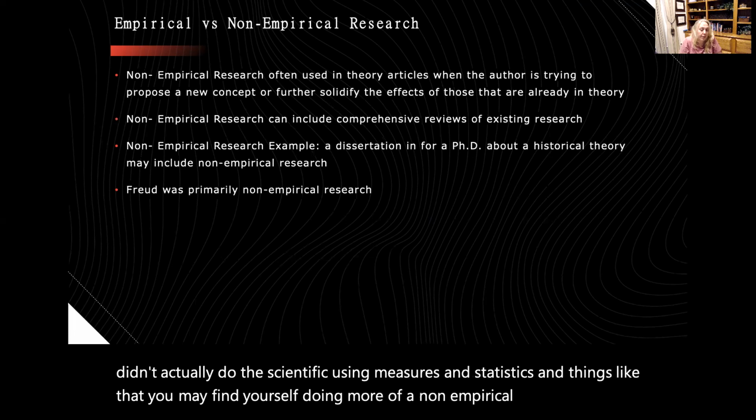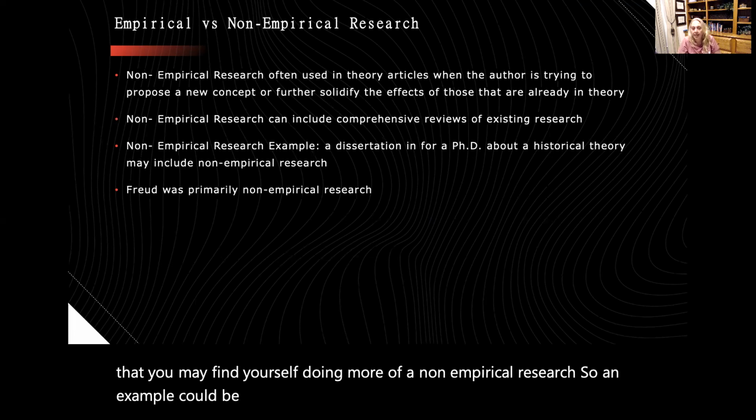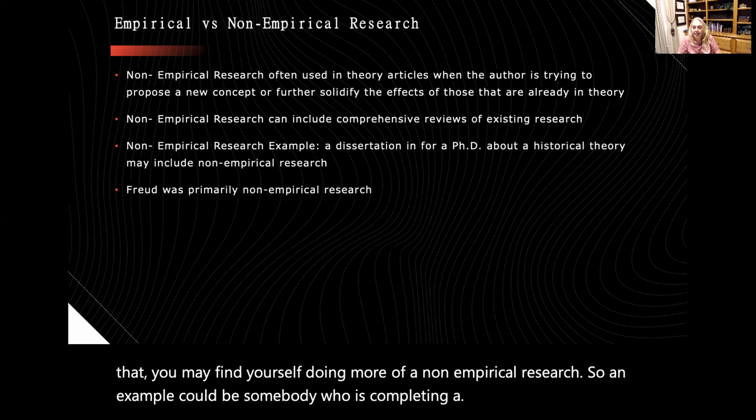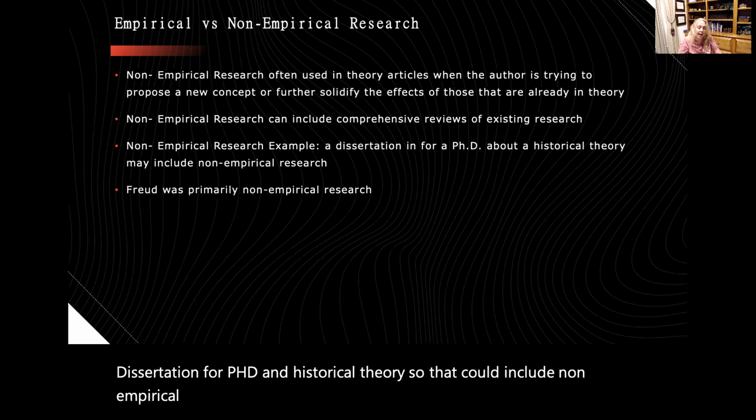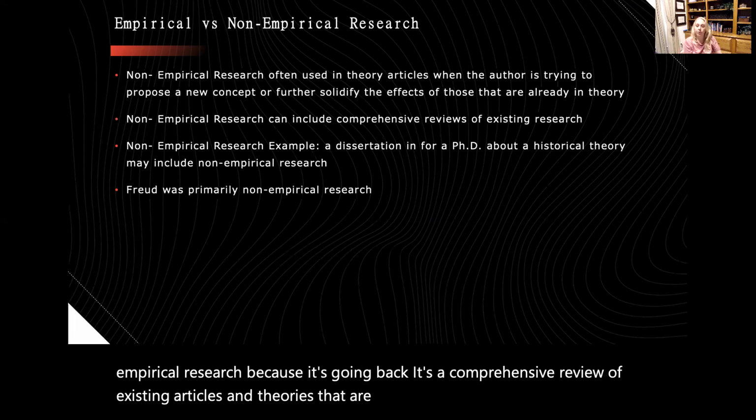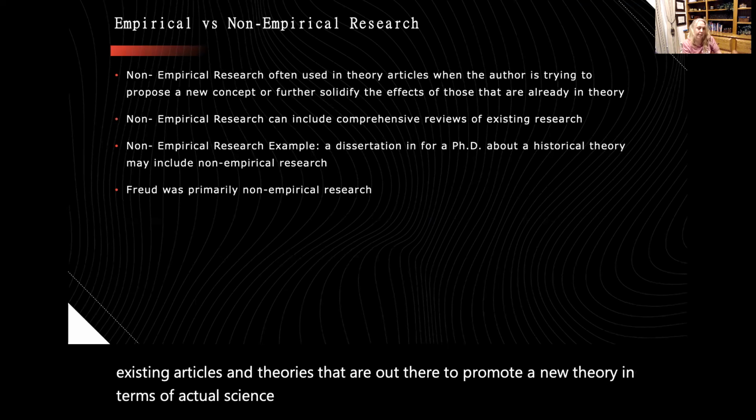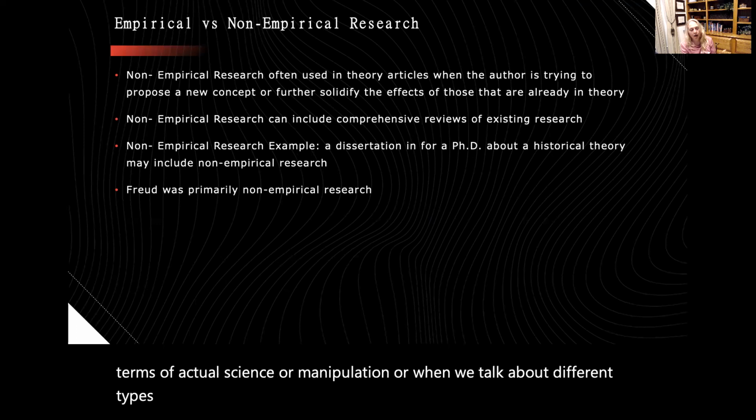So an example could be somebody who is completing a dissertation for a PhD in historical theory. That can include non-empirical research because it's a comprehensive review of existing articles and theories that are out there to promote a new theory. But in terms of actual science or manipulation, or when we talk about different types of empirical research, there's no experimentation being done, but it is still extensive research.